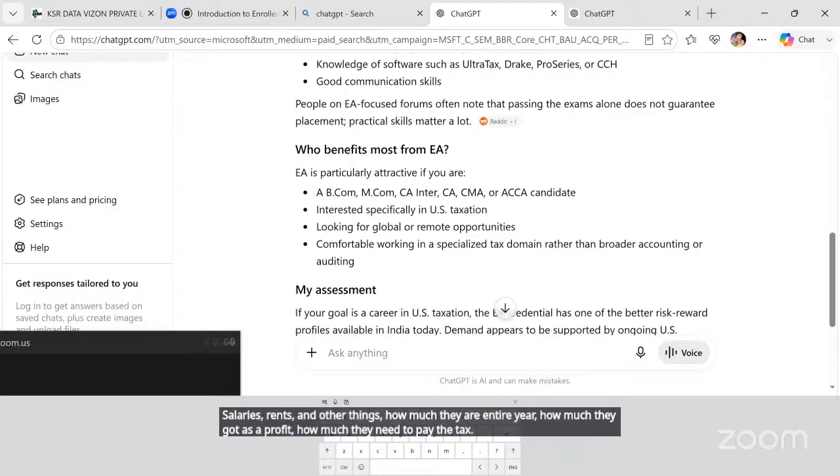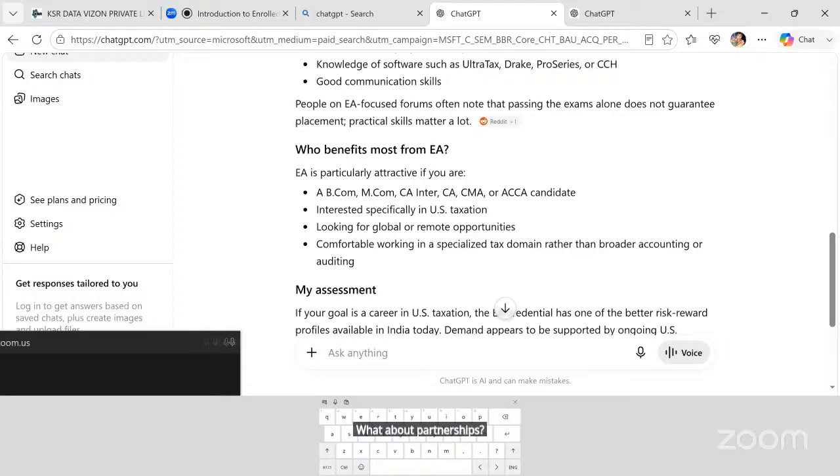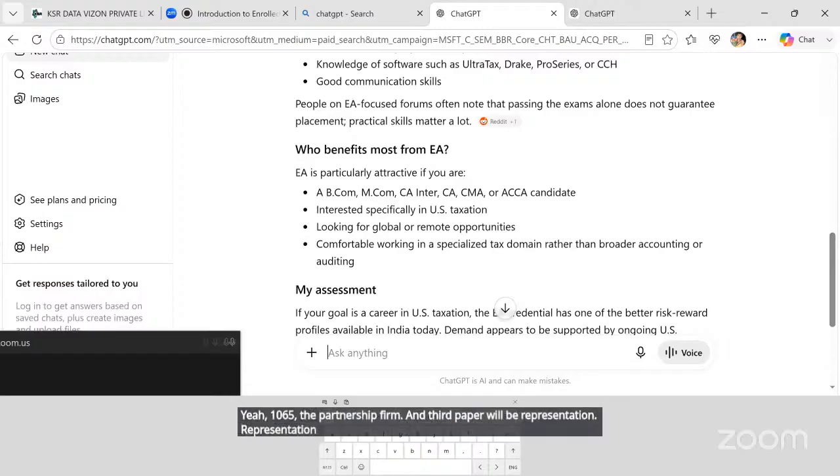What about the partnerships? 1065, part number 2. It's part number 2, sir. 1065, partnership firms, and the third paper will be representation.